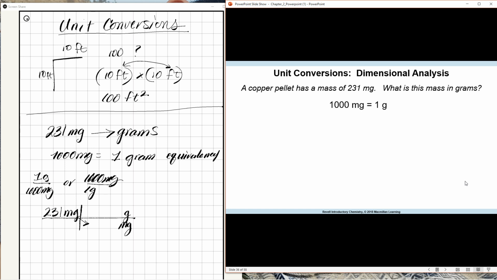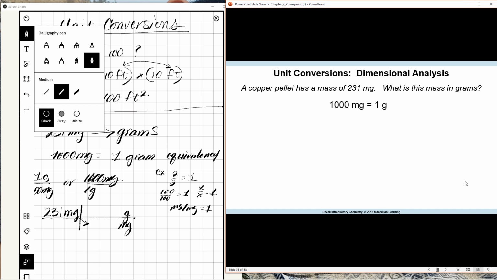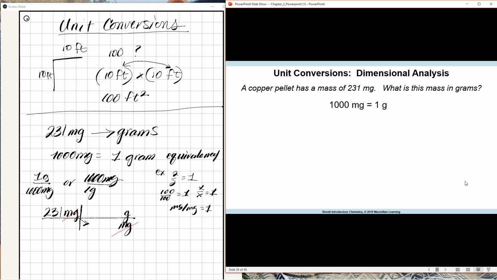Why? Because if we have milligrams on top and milligrams on the bottom, they divide into each other and they divide into the number 1. For example, 2 divided by 2 is equal to 1. 100 divided by 100 is equal to 1. X divided by X is equal to 1. Milligrams divided by milligrams is equal to 1. So when we say these cancel out, we are saying that they turn into 1. So let me get a different color here. These units are going to cancel out.